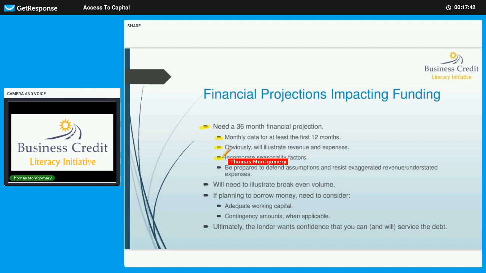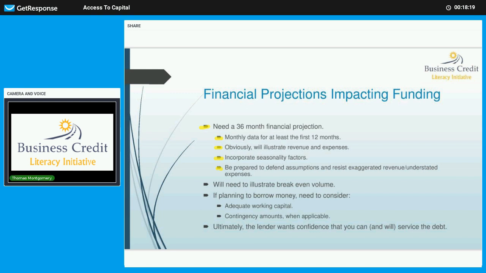It's unrealistic and very unlikely that your business is going to be just level each month. Almost every business has some element of seasonality to it, and we need to reflect that. Otherwise, the lender is going to say, well, that wasn't very well put together. It's very naive to think that your income is going to be exactly the same every month. And again, this links a little bit back to the data we were talking about a moment ago. We need to be prepared to defend assumptions and resist exaggerated revenue and understated expenses. So we need data to back up our business plan and data to back up what we're saying is going to happen on our financial projections.